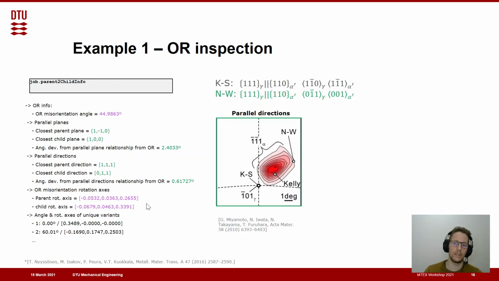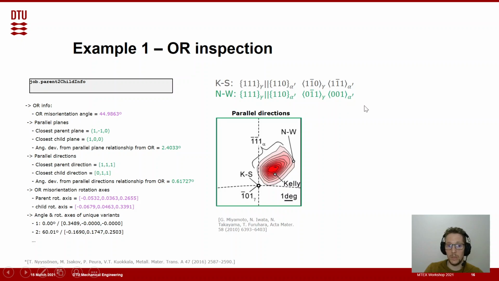So before we said that generally, experimentally, your directions lie somewhere between Kurdjumov-Sachs and Nishiyama-Wassermann. And this orientation relationship that has been posted here is actually the closest rational one, Nishiyama-Wassermann, even though we start with Kurdjumov-Sachs. So we have the 100 here, the 1 minus 10 right here, and then we have 111 parallel to 110.